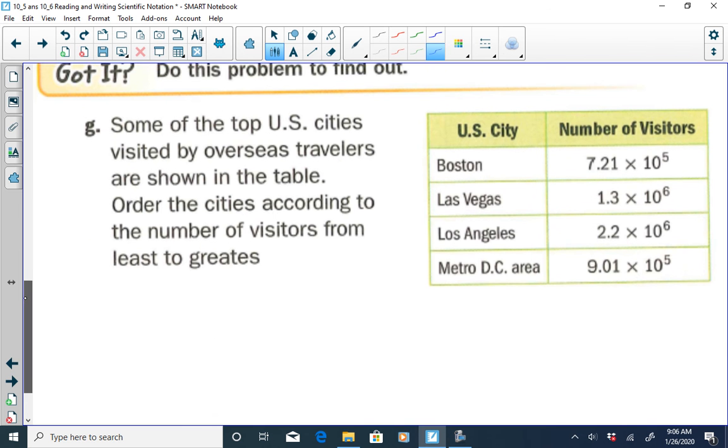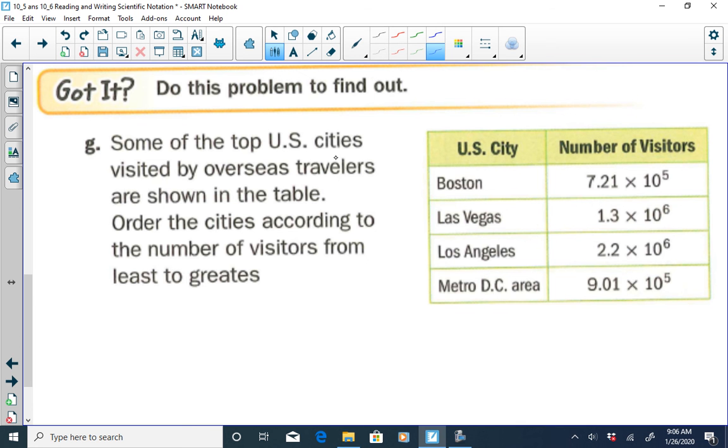Okay, let's look at this next problem. Some of the top U.S. cities visited by overseas travelers are shown in the table. Order the cities according to the number of visitors from least to greatest. Well, if we're ordering them, I know that times 10 to the 5th is smaller than times 10 to the 6th. So if I look at these two numbers here, Boston looks like it's going to be least, and then Metro DC. Then I see times 10 to the 6th, they're going to be greater. Las Vegas is less than Los Angeles. So you could do the problem that way. Start with the smaller powers, and then look at the other factor.